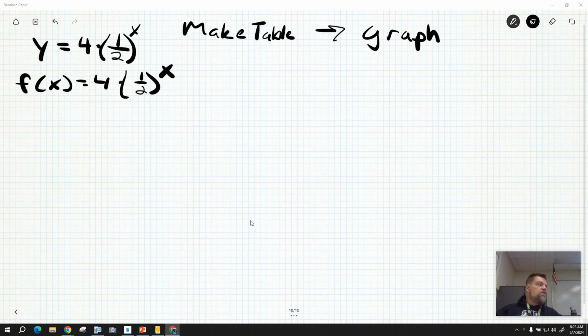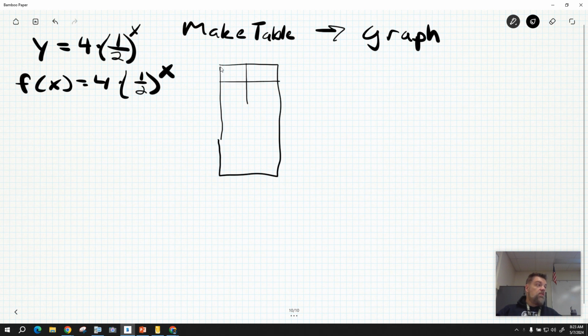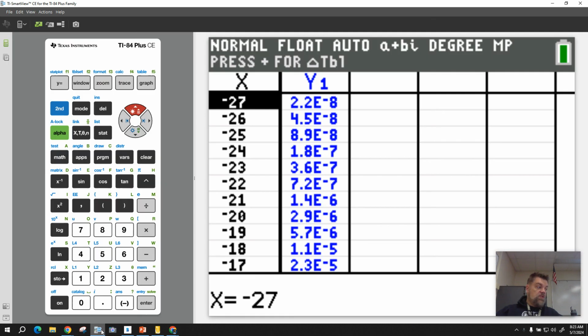All right, so to make the table of values, probably the best thing to do would be -2 to 2. I don't know if that's good or bad. Now, one thing you can do with the calculator is cheat a little bit, in the sense that it's not a bad idea to plug this into the calculator and see how the numbers line up.